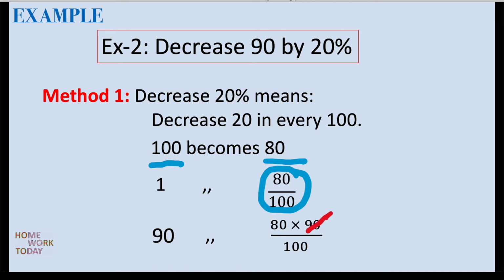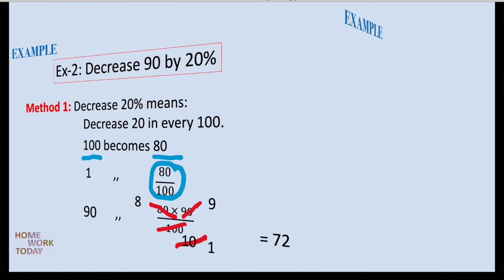Now let's simplify. Dividing 90 by 10 is 9. Dividing 100 by 10 is 10. Dividing 10 by 10 is 1. Dividing 80 by 10 is 8. Now we just multiply 8 by 9. We get 72, which is 20% decreased from 90.